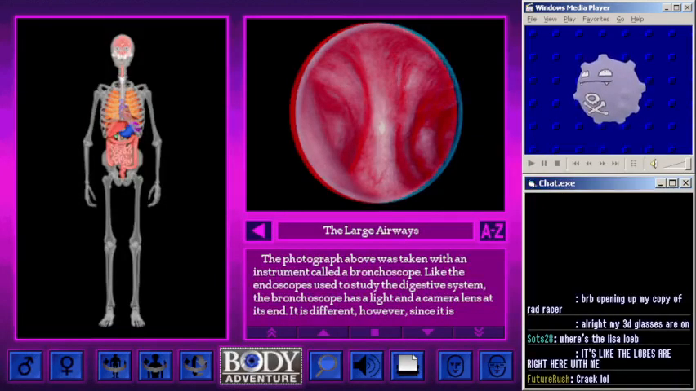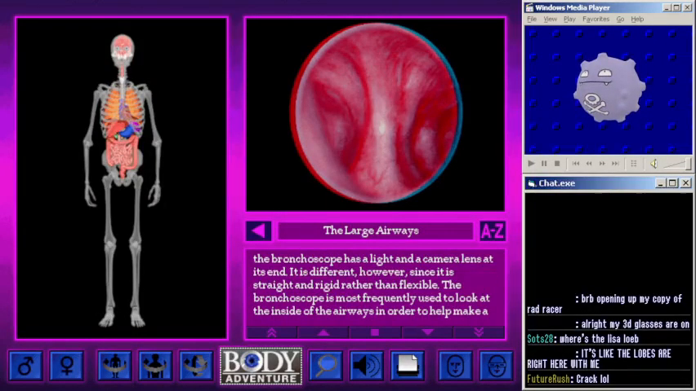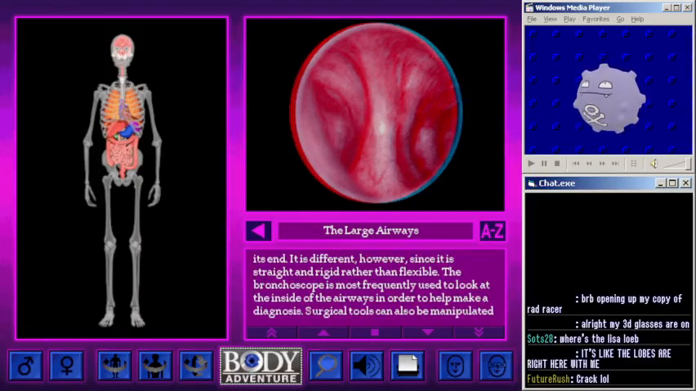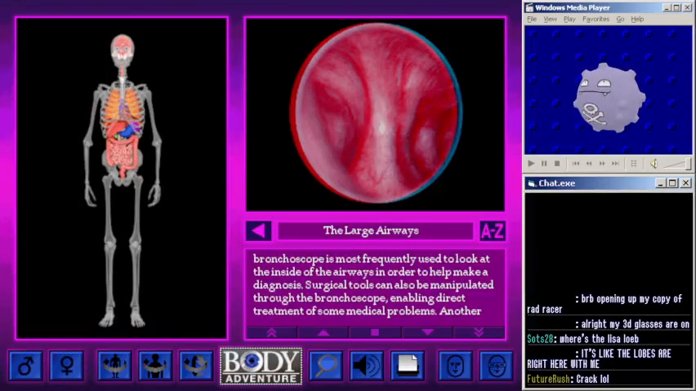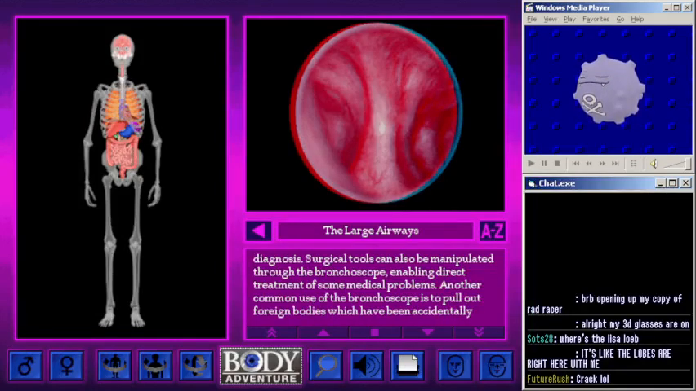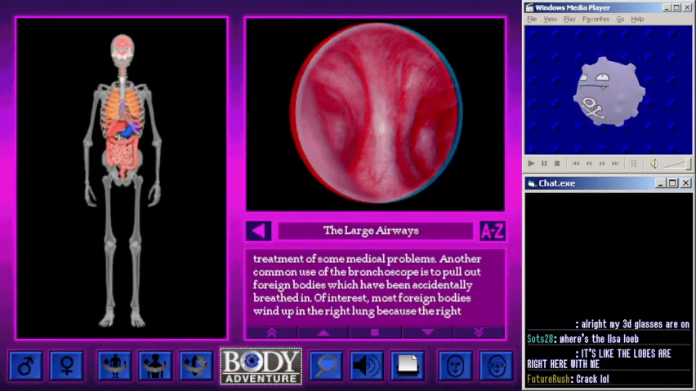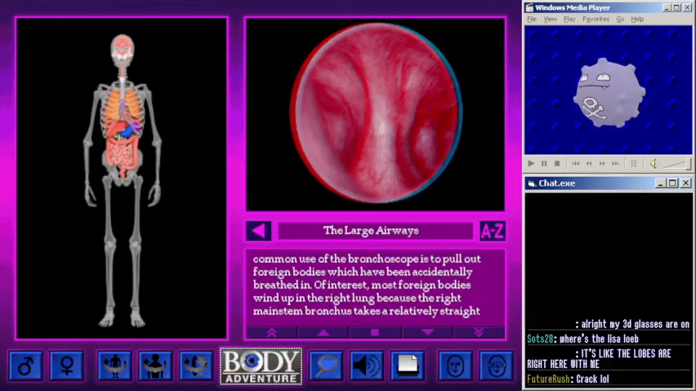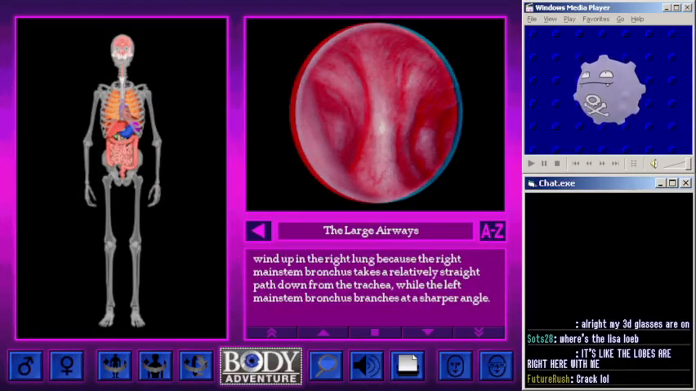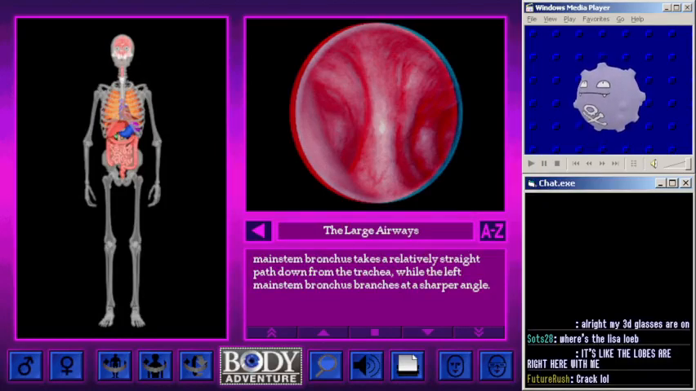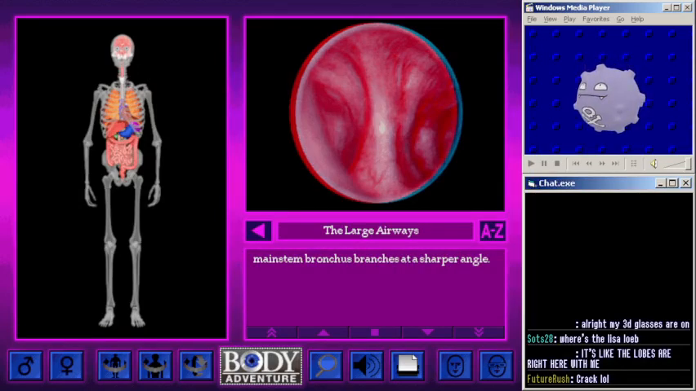The photograph above was taken with an instrument called a bronchoscope. Like the endoscopes used to study the digestive system, the bronchoscope has a light and a camera lens at its end. It is different, however, since it is straight and rigid rather than flexible. The bronchoscope is most frequently used to look at the inside of the airways in order to help make a diagnosis. Surgical tools can also be manipulated through the bronchoscope, enabling direct treatment of some medical problems. Another common use of the bronchoscope is to pull out foreign bodies which have been accidentally breathed in. Of interest, most foreign bodies wind up in the right lung, because the right mainstem bronchi takes a relatively straight path down from the trachea, while the left mainstem bronchi branches at a sharper angle.